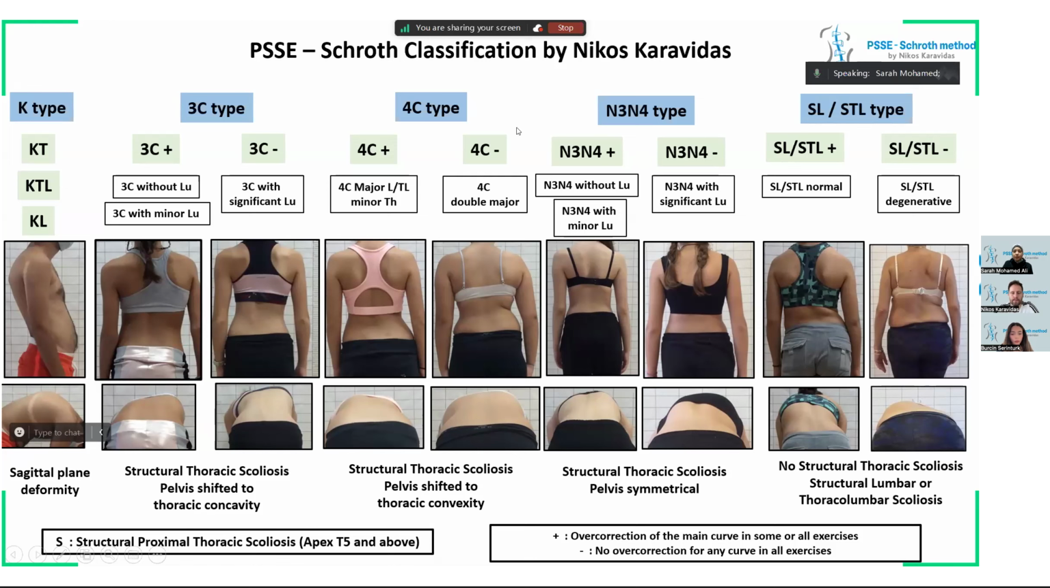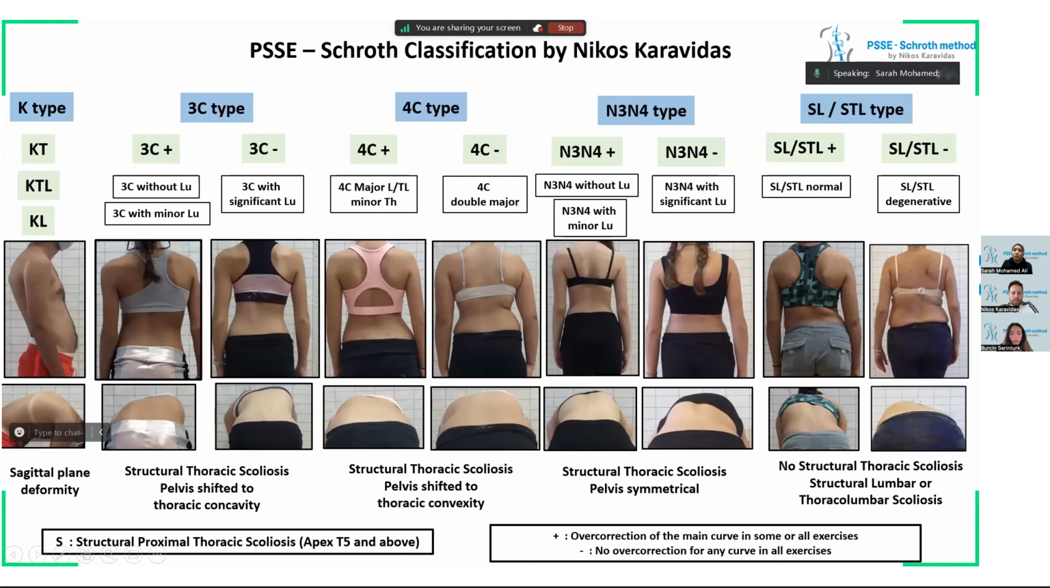And then the other curve type, where we ask the same questions. Do we have a structural thoracic scoliosis? Yes or no? If yes, I have a hump here. Okay, so where is the pelvis? If the pelvis is symmetrical, meaning I cannot see any shift either to the left or to the right, it means that this curve type is called non-3, non-4 type.